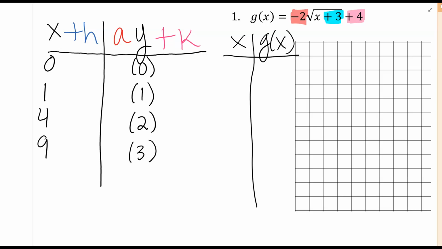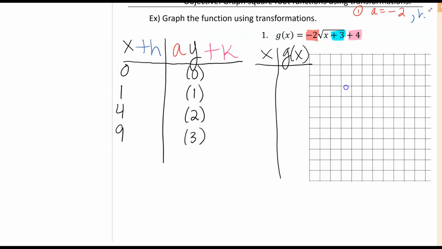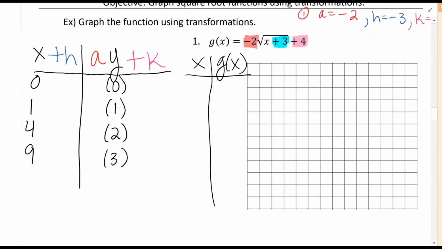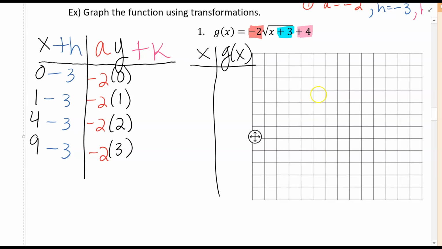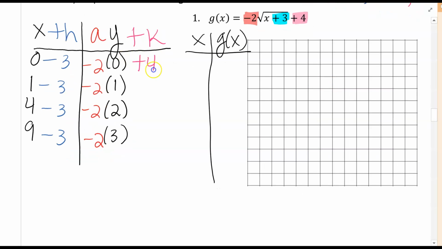All right, then I'm going to take the h's and add them to x. So my h in this case, again, was -3. So I'm going to subtract 3 from all of my x's. And then my a times y plus k, I'm going to multiply the y's times a. So in this case, a is -2. And then we're going to add k. And in this case, k was +4. So we're going to add 4 to all of those values.